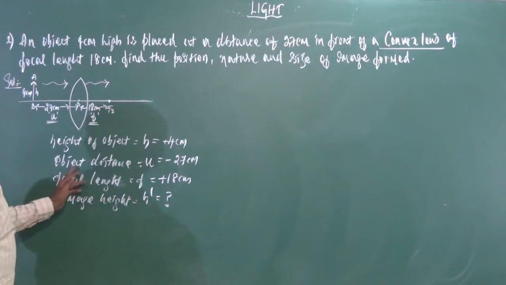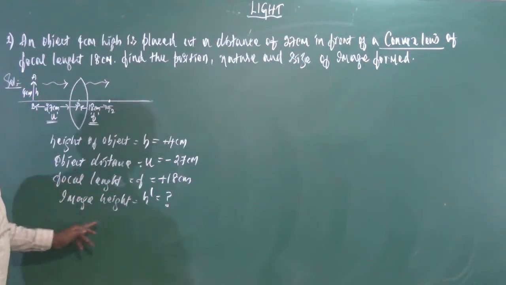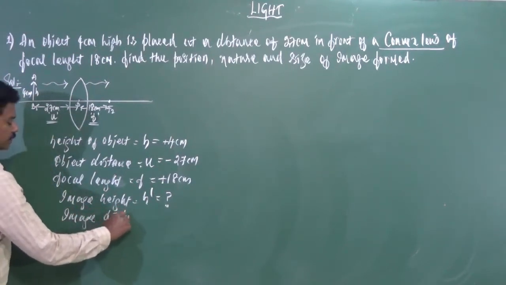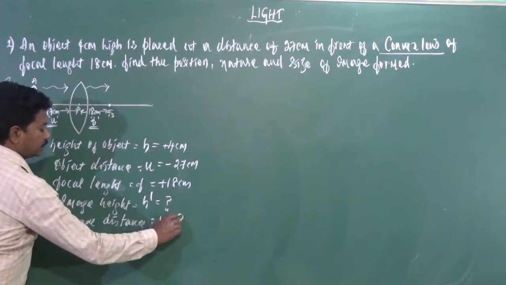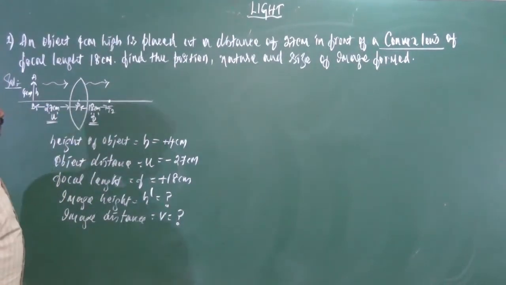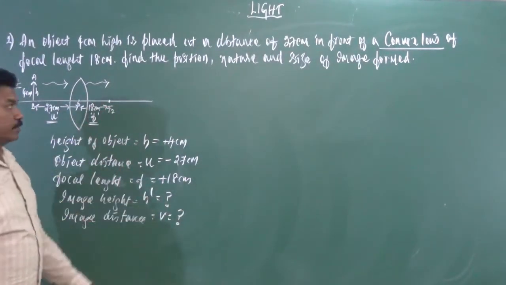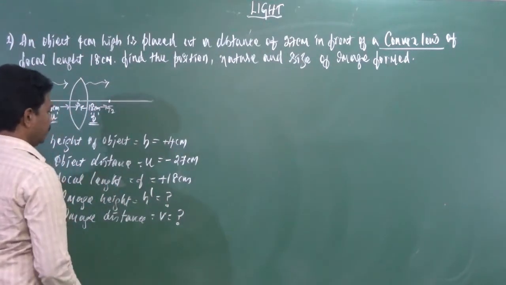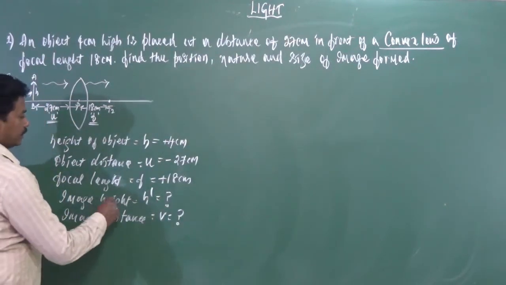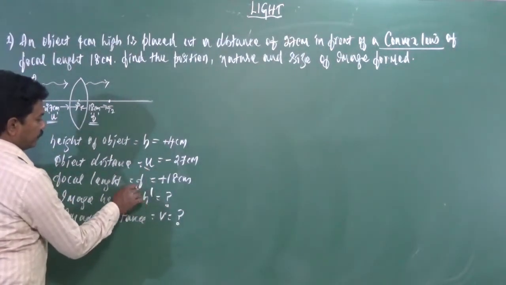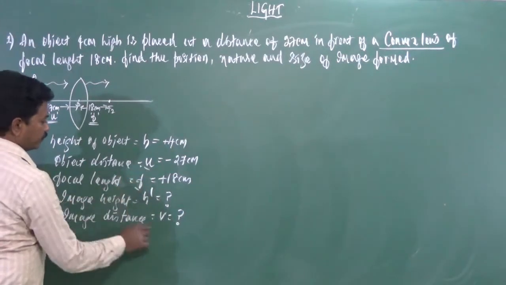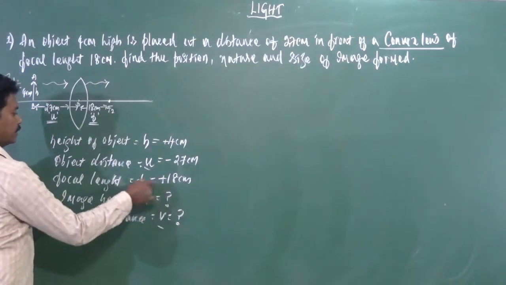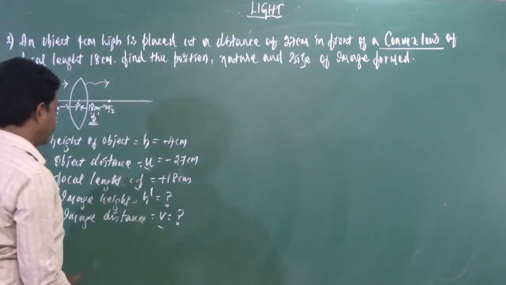You are going to get it through the image distance. This is the image distance. We have to find out that v is equal to how much. And nature: you have to mention whether the image is real and inverted or virtual and erect. Okay. So now we have values like u, f. Using this u and f we will find this v, and by using u, v, h and h dash we will find the value of h dash in the next step.